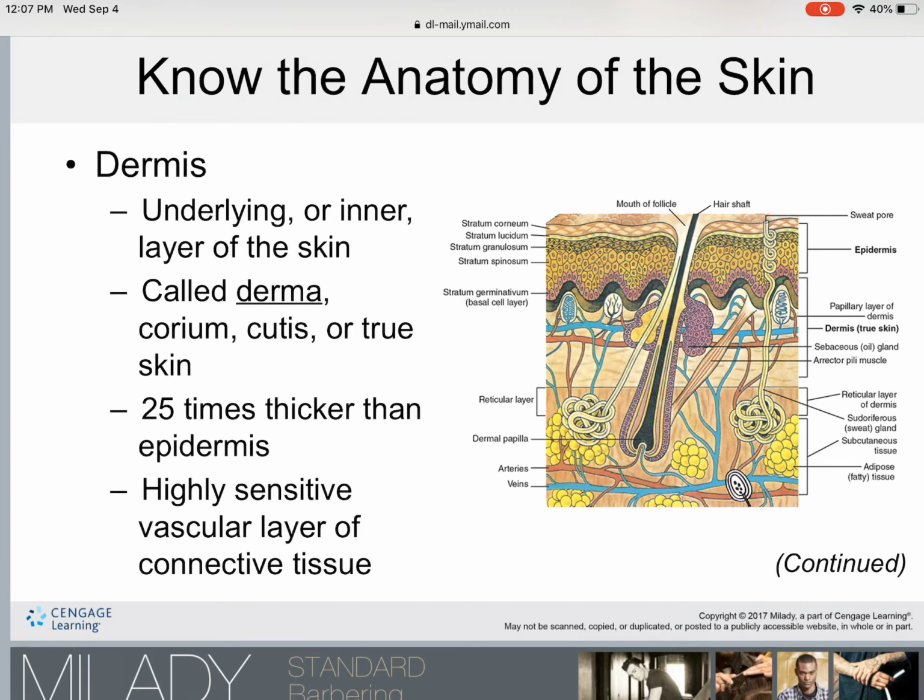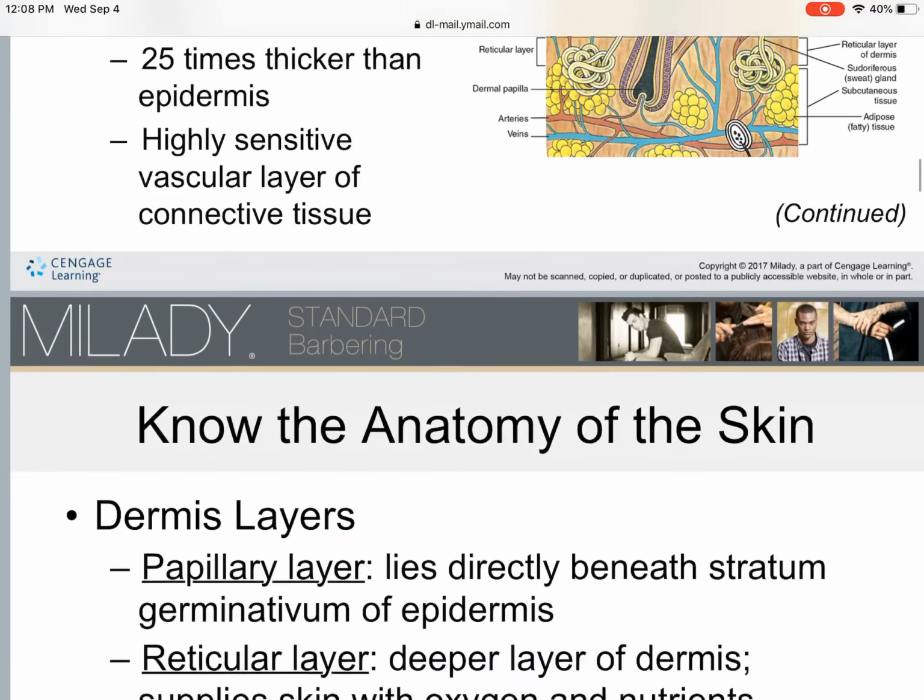If you look at this chart, it has a visual of the skin. To the top, you can see the layers, the sublayers of the epidermis. And then you can see the dermis. You have your oil glands and all of that good stuff in there. Now let's talk about the two layers of the dermis.